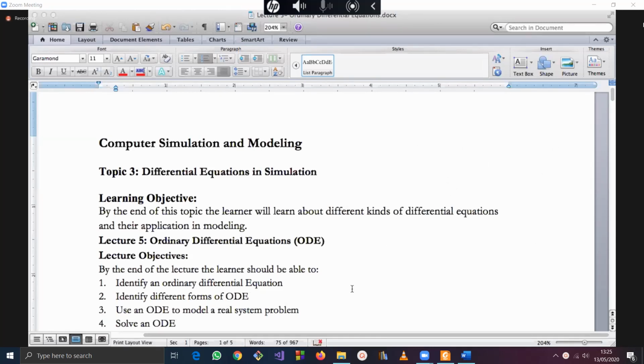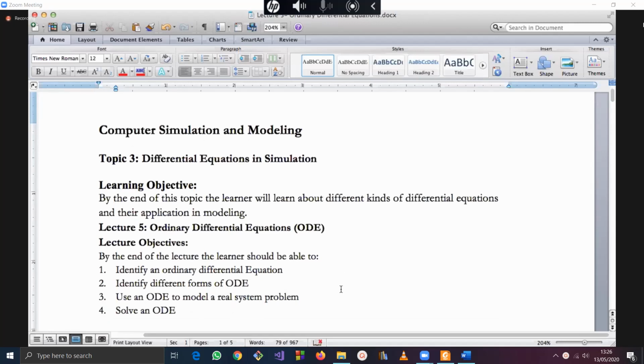Right, so we can continue then. By the end of this lecture on ordinary differential equations, we want to be able to identify an ordinary differential equation. In other words, can you say this is an ordinary differential equation? What are the things that you look at, and then you say this is an ordinary differential equation and not any other equation? We also need to look at the different forms of ordinary differential equations, and perhaps then you get to see how they are used. We'll then solve the ordinary differential equation, which will be the last thing.